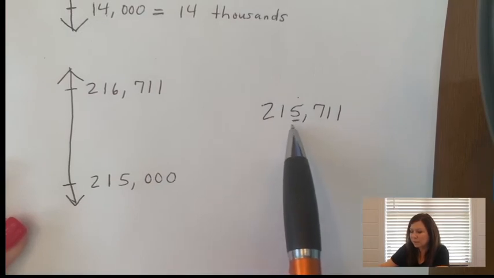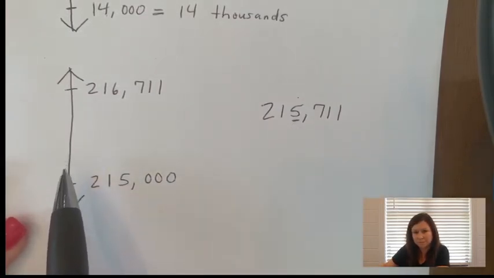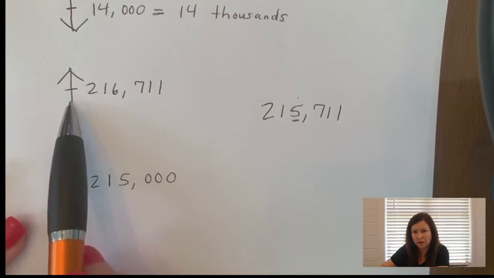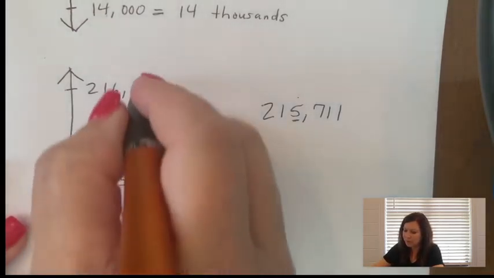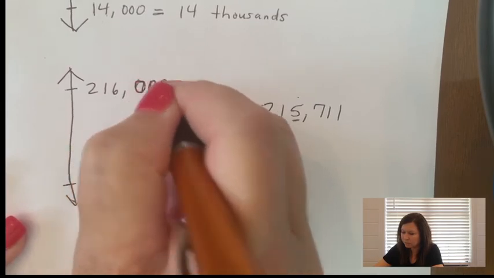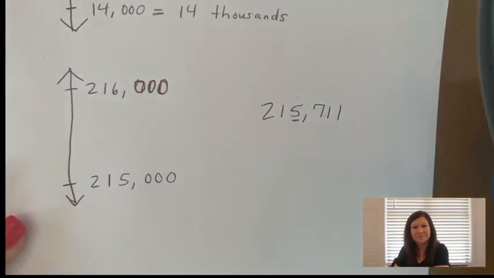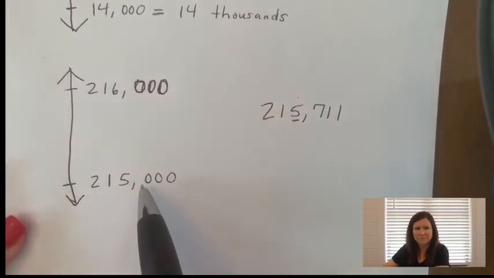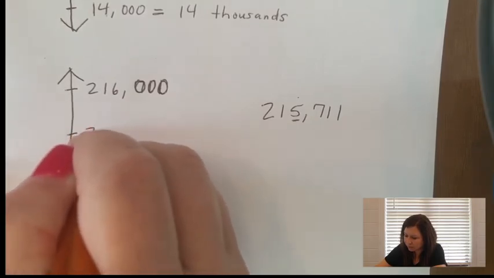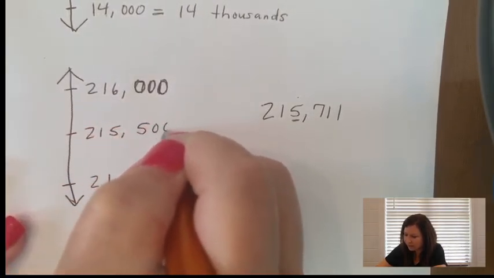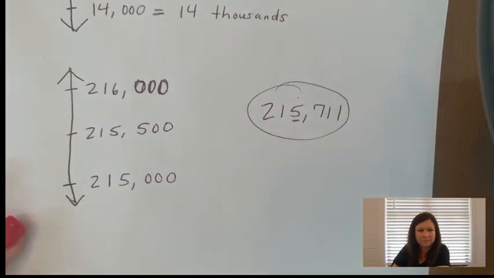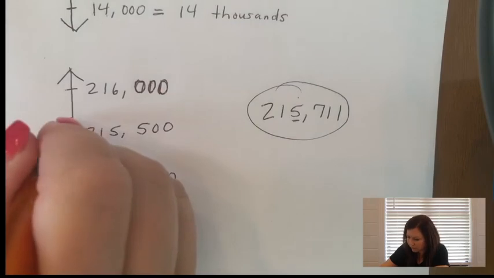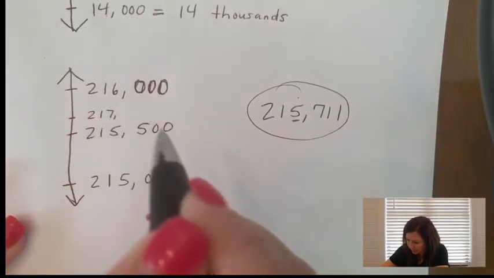Think about, where would this number be on our number line? Would it be closer down here or closer up here towards the top of our number line? What would be halfway between these two numbers? Oh, sorry. Let me change this to zeros. There we go. There's our thousands. What would be halfway between? Right, so our halfway mark would be 215,500. And where would our original number go on our number line? Correct, just a little bit above the halfway mark.